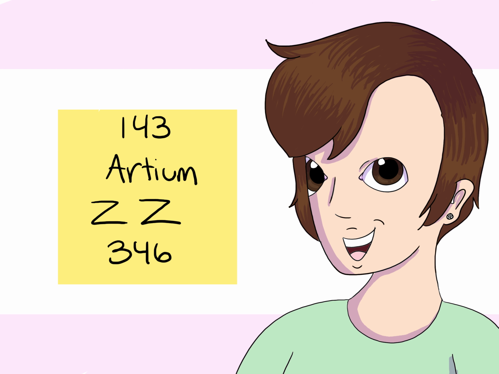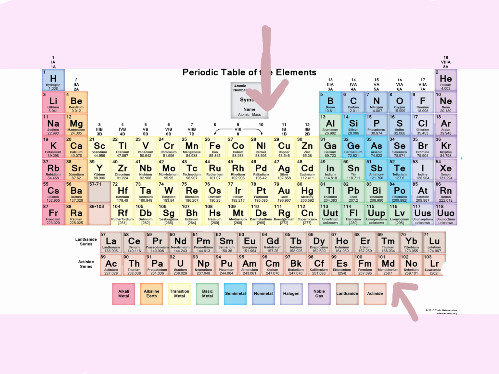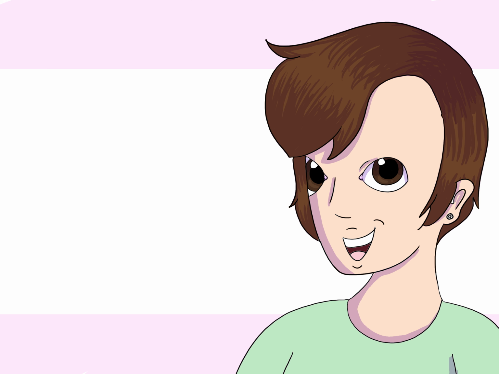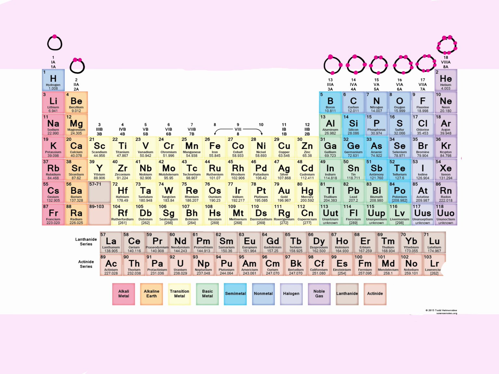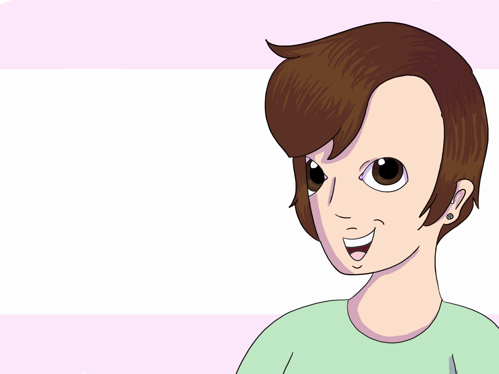Last one. Let's call it artium. It has an atomic number of 143 and an atomic mass of 346. Where would it be on the periodic table? Correct. It would be right in with the transition metals. What would be some of its characteristics? Right again, it wouldn't be very reactive. I didn't cover the transition metal valence electrons, so we weren't worried about that today.